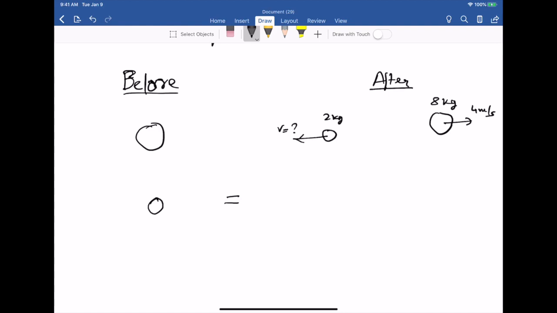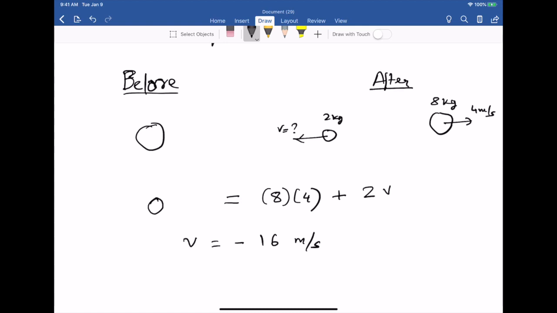So the momentum of the 8 kg piece is going to be 8 times 4. I'm not writing units, it's just kg and meters per second. And what is the momentum of the 2 kg piece? So the momentum of the 2 kg piece would be 2 multiplied by the unknown velocity of the 2 kg piece, right? So now we can solve for v, and so v is clearly minus 16 meters per second.